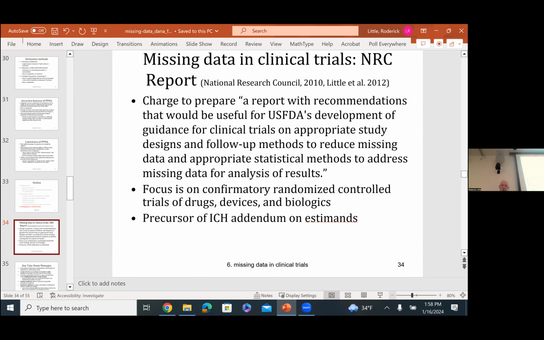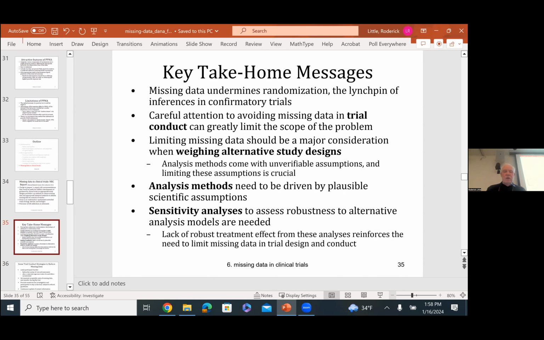A lot of the ideas in that are similar to the ideas from this report. The key take-home messages from the report, to me: we don't like missing data because it undermines randomization, right? And we all love randomization. We all should love randomization. And so don't have missing data was one of the recommendations, which seems like a fairly obvious thing.